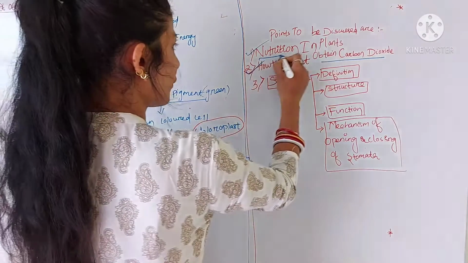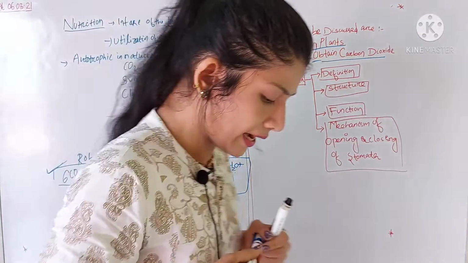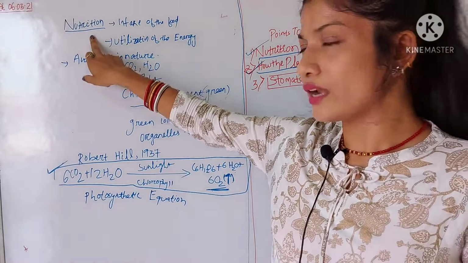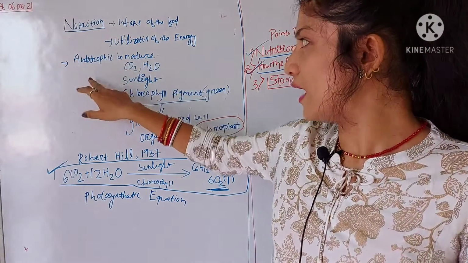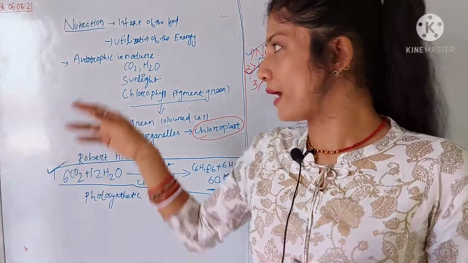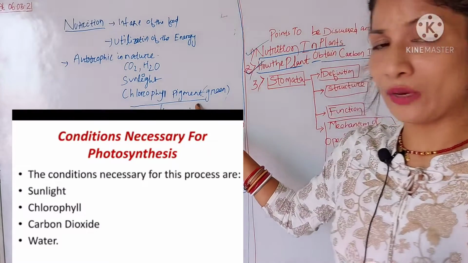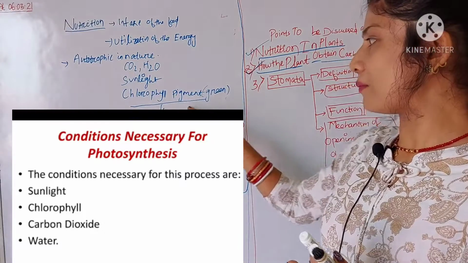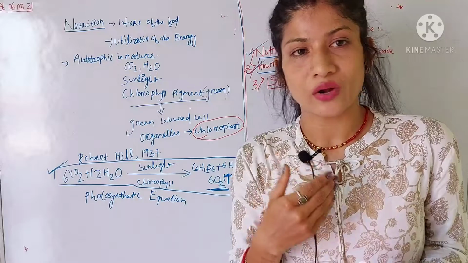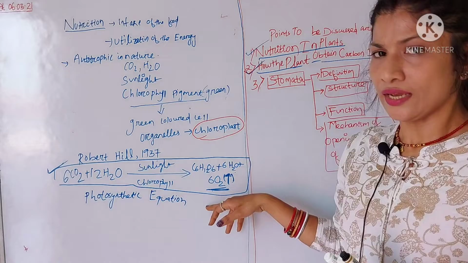So we have covered the nutrition in the plant. What is the meaning of nutrition? Then autotrophic nutrition. Plants are autotrophic in nature as they prepare their own food by using carbon dioxide and water, by using sunlight and in the presence of chlorophyll pigment, the green pigment, present in the green colored cell organelle, that is the chloroplast. During photosynthesis the oxygen gas is released, and this is the photosynthetic equation.